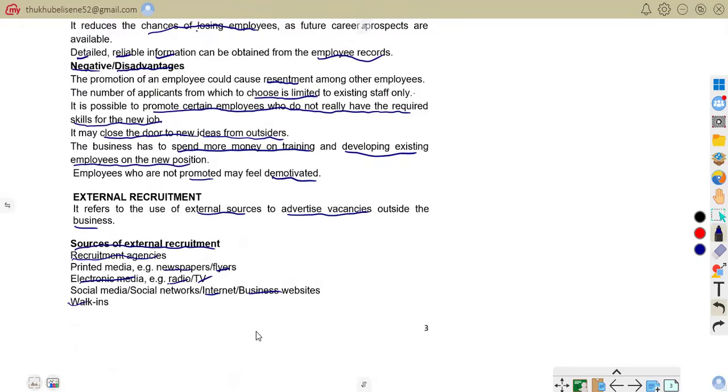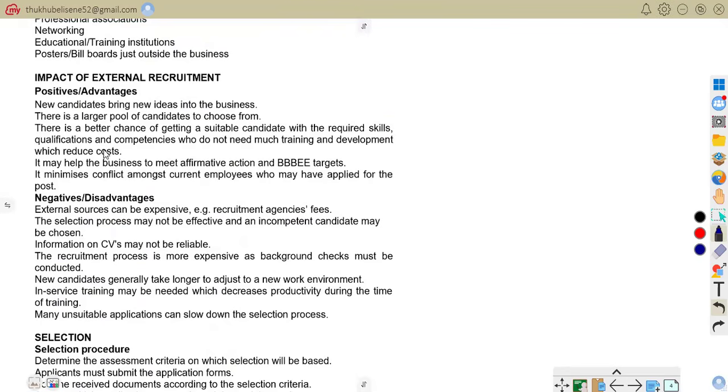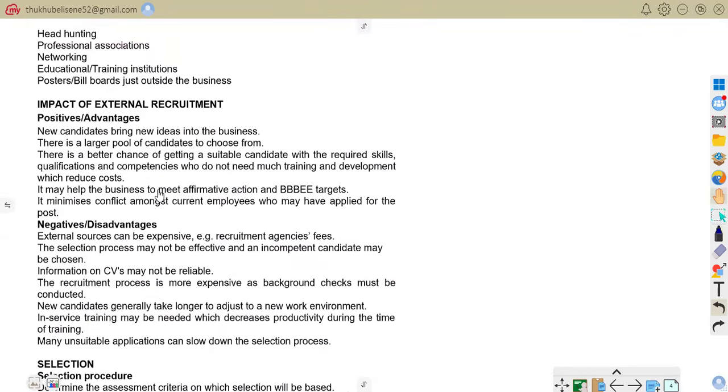So now let us move on to other sources of external recruitment. We are talking about headhunting, professional associations, networking, educational training institutions, and posters like billboards just outside the business. Those are the sources of external recruitment. So don't confuse the sources of internal recruitment with the sources of external recruitment.